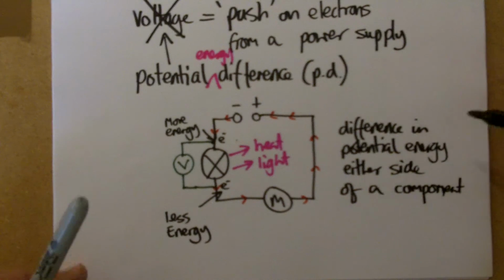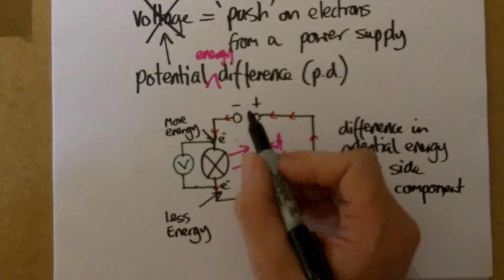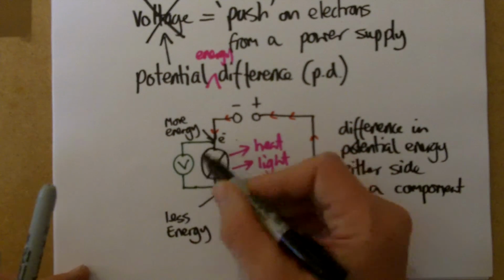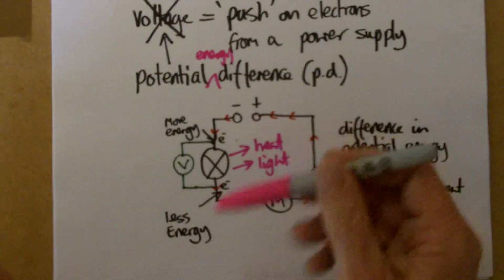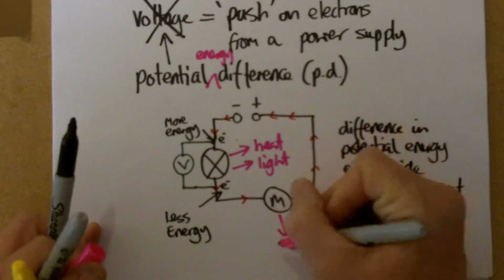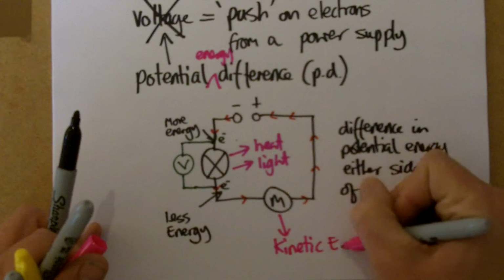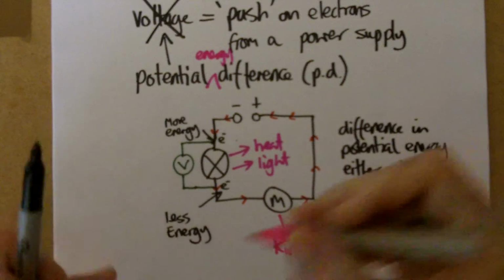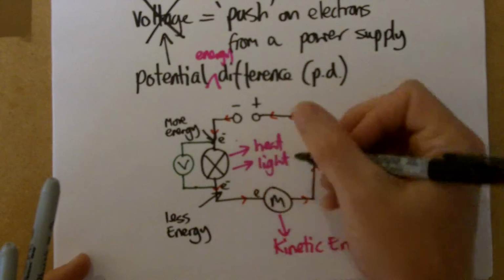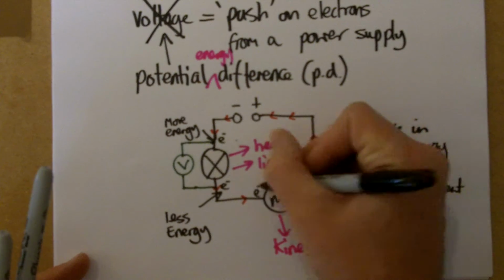So, difference in energy, potential energy, either side of a component. The energy supplied, some of it is given to the bulb, and that bulb converts it into heat and light. And in the motor, that will give out its energy in the form of kinetic energy. It will spin. And again, electrons going into here will have more energy as they go in and less energy when they come out.